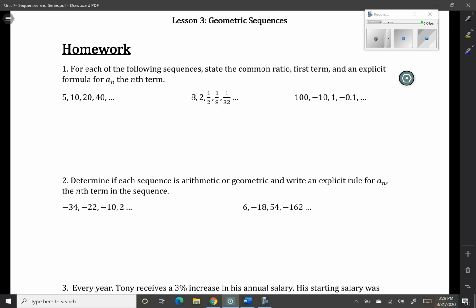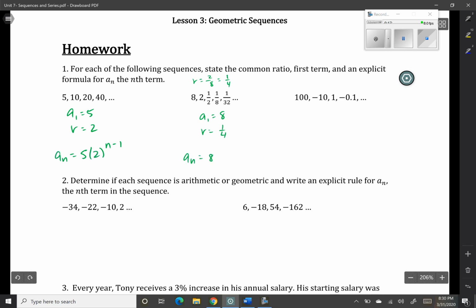So for the first one, I figured out that the first term was 5, the common ratio was 2, and the explicit formula was 5 times 2 to the n minus 1. For the second one, we see that the first term is 8. For the common ratio, if you didn't see it, you could always divide the second number by the first number and you get 1/4. If you use 0.25, it's okay too. So the explicit formula here would be 8 times 1/4 to the n minus 1.